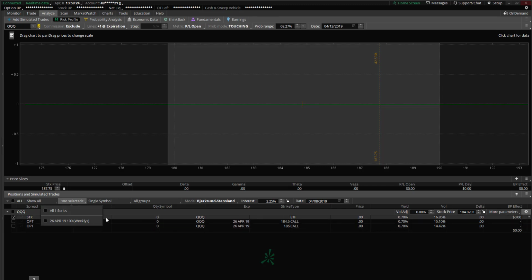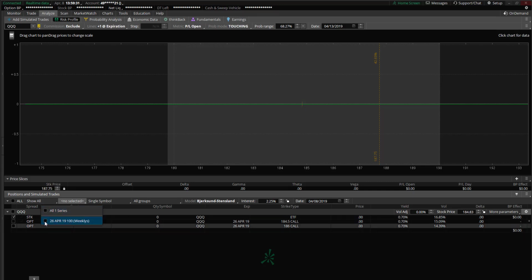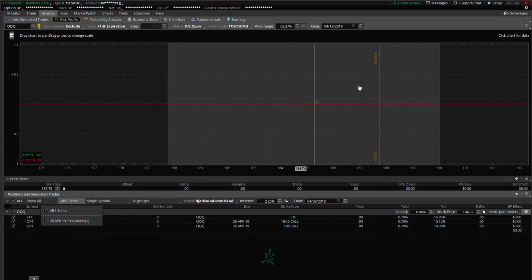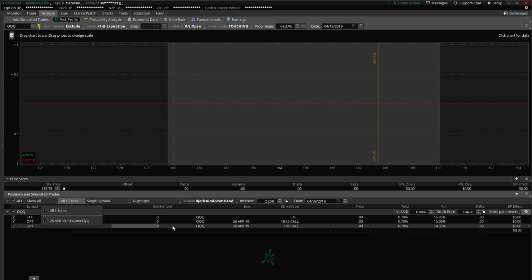Thinkorswim hasn't updated our portfolio until after market close. And so it's still giving me the option to show this trade even though I'm no longer in it, which is why when I click on it, you don't see anything show up here. There's nothing to analyze. I've already gotten out of the trade. But that all one series is asking what trade exactly were you wanting to look at. The April 26 weeklies is what shows because that was the trade that I was in.